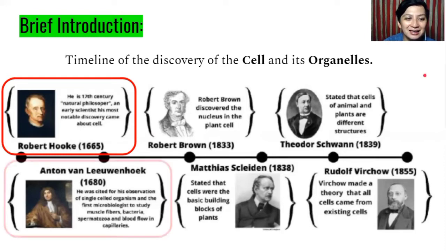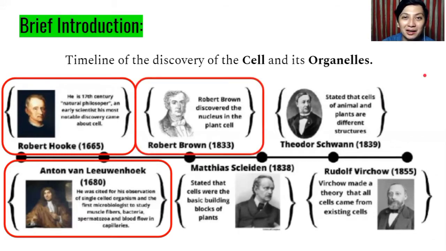Okay? And then in 1680 by Anton van Leeuwenhoek, he was cited for his observation of single-celled organisms and the first microbiologist to study muscle fibers, bacteria, spermatozoa, and blood flow in the capillary. So since he was considered the father of microbiology, he is also the inventor of the microscope. So he was able to study those cells. Okay? And then in 1833, by Robert Brown, he discovered the nucleus in the plant cell. So he discovered the nucleus of the plant cell, Robert Brown.